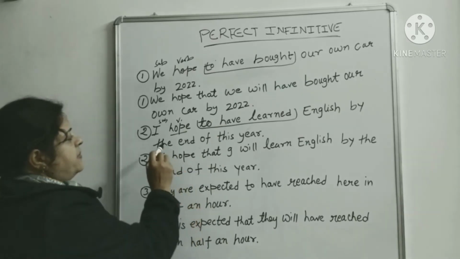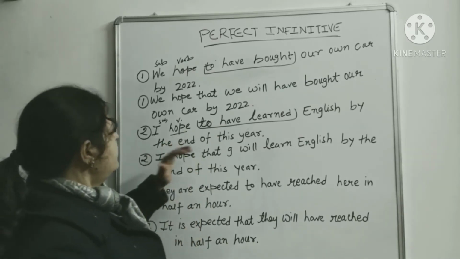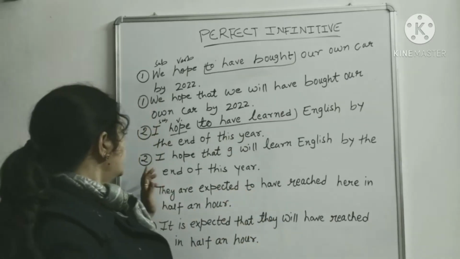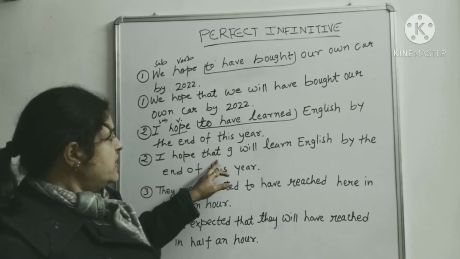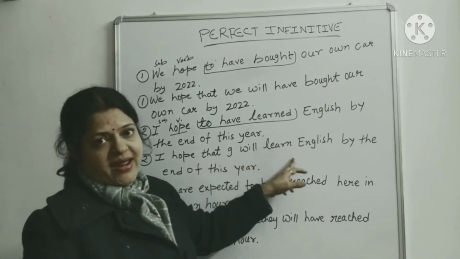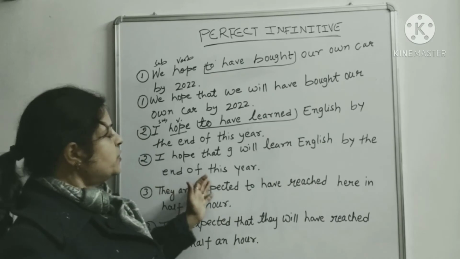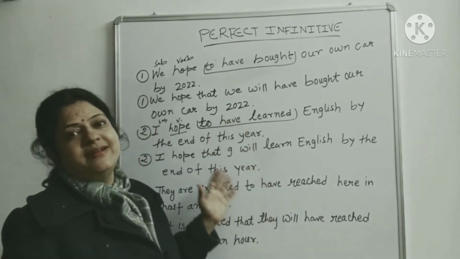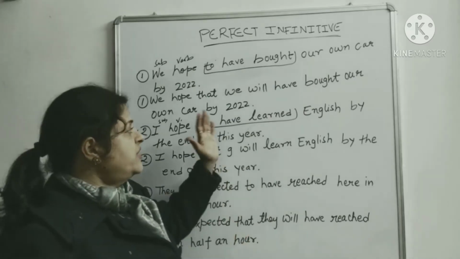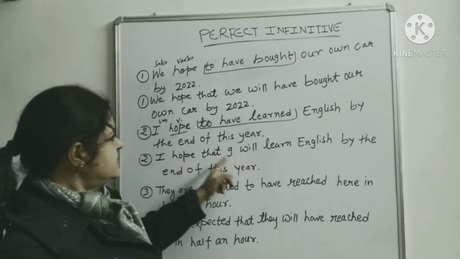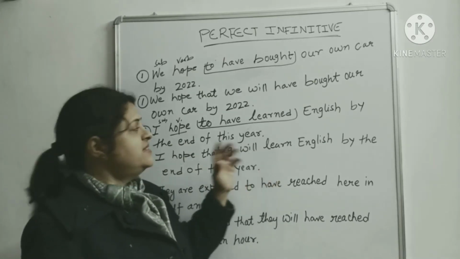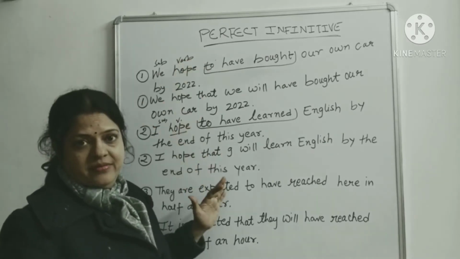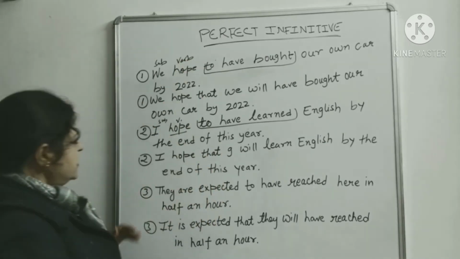ठीक है, इसका मतलब है कि मैं आशा करता हूँ कि मैं इस साल के अंत तक इंग्लिश सीख चुका होऊंगा. और यहाँ पे मैं उम्मीद करता हूँ कि that I will learn English by the end of this year. इस साल के अंत तक इंग्लिश सीख चुका होऊंगा. So both of the sentences contain the same meaning. Only difference is that this sentence is called future perfect tense, and the first one is called perfect infinitive. Understand? Now let's see the third one.